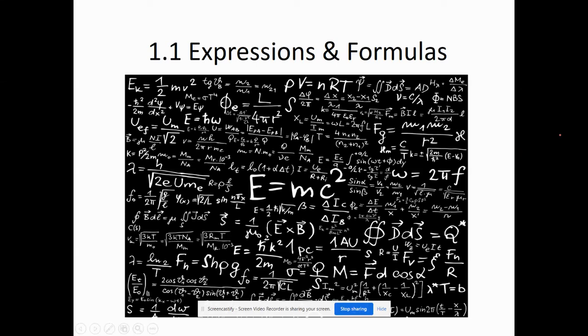Okay, expressions and formulas. We have right in front of us probably the most famous formula ever. Hard to say, I guess. E equals mc squared. We've got a whole bunch of other beautiful looking formulas on here.